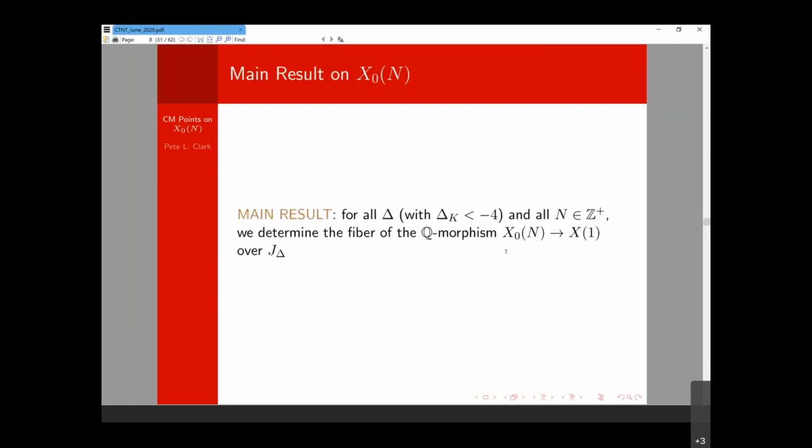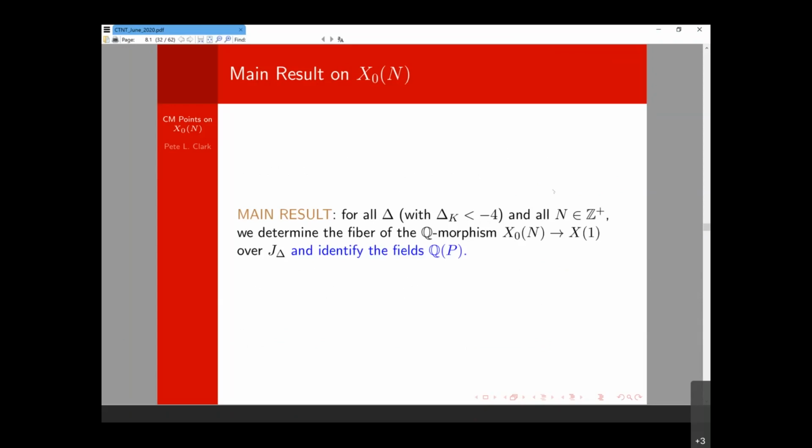And so the main result that I want to talk about today is that if you fix your delta, again, with this simplifying assumption that the fundamental discriminant is not -3 or -4, what do I want to do? I literally just want to tell you what the fiber on X0(n) is over every delta CM j-invariant. And again, in the strongest possible sense, the work really will tell you what the field of moduli is and not just the degree. And so actually getting the field of moduli, I think, is an advantage of this particular approach. Okay. So that's the main result.